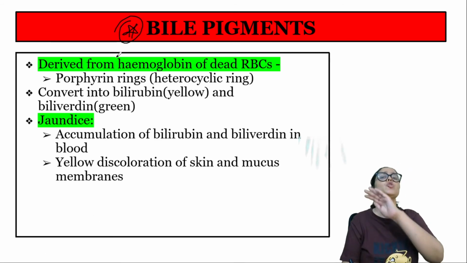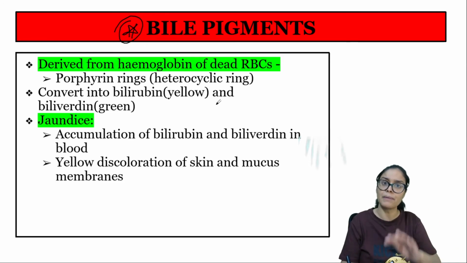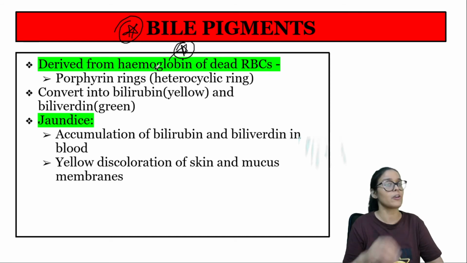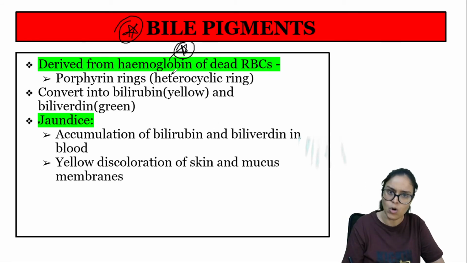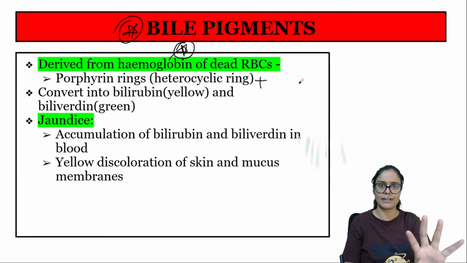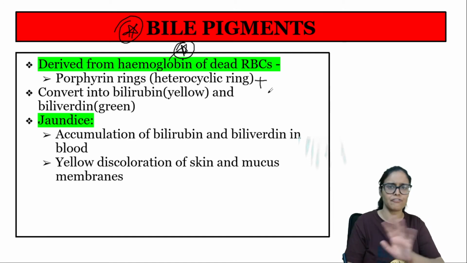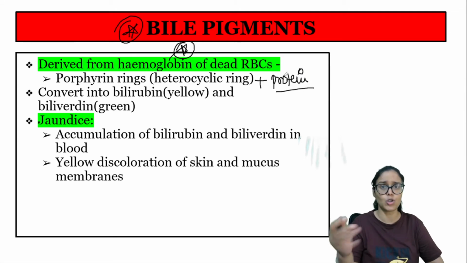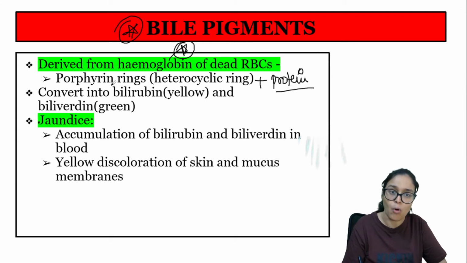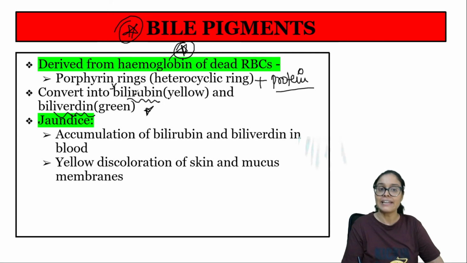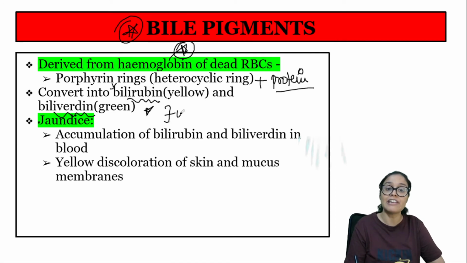Bile pigment is useless. Bile pigments, bilirubin and biliverdin, are useless. Why? Because they are derived from the hemoglobin of dead RBCs. Hemoglobin is actually made up of a porphyrin ring, which is a heterocyclic ring, with the protein part, that is the globin part, right? This porphyrin ring is converted into bilirubin, which is yellow in color, and biliverdin, which is green in color.